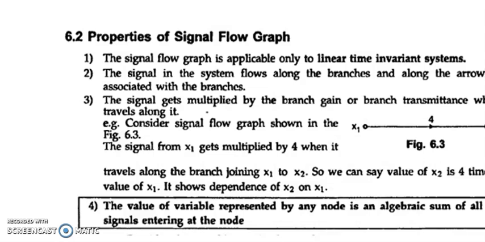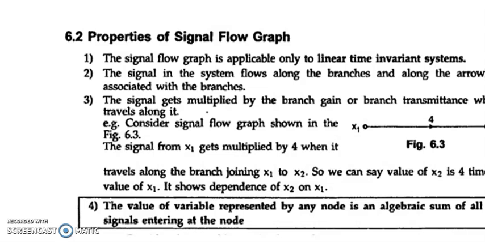Folks, welcome to the presentation on signal flow graph representation. We see some properties of signal flow graph. Signal flow graph is applicable only to linear time invariant systems. Signal flow graph flows along branches and along arrowheads associated with the branches.